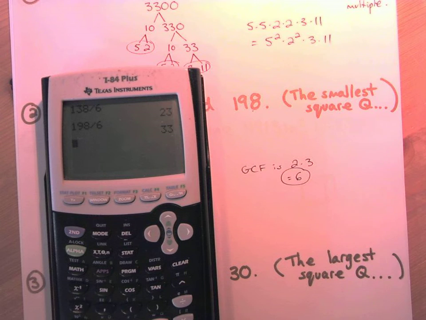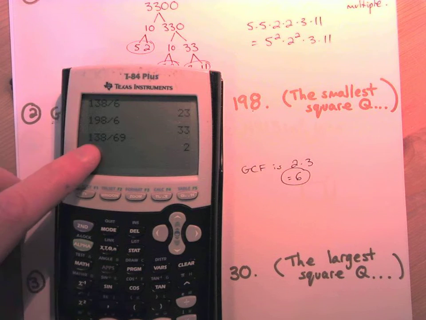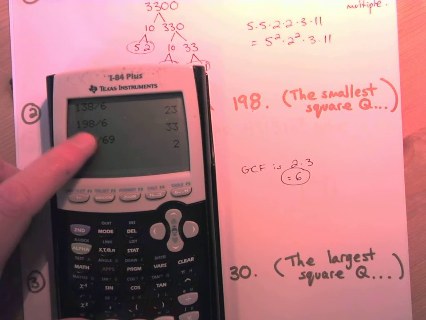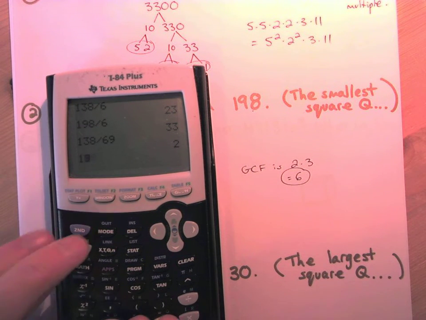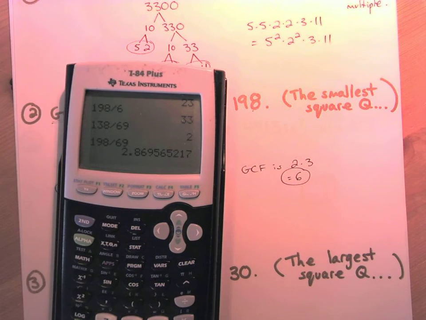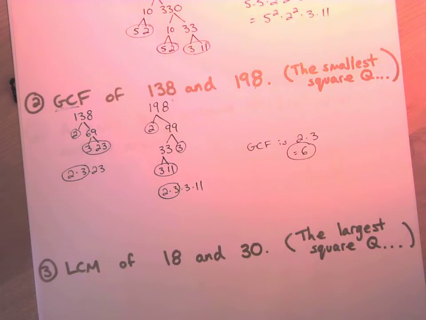Okay, which is pretty significant. We know, for example, 138 divided by 69 goes evenly into 138 and is bigger than 6. But if I tried it with 198, I'd get a decimal number. So it doesn't go into both of them. But 6 is the biggest one, and we know that.